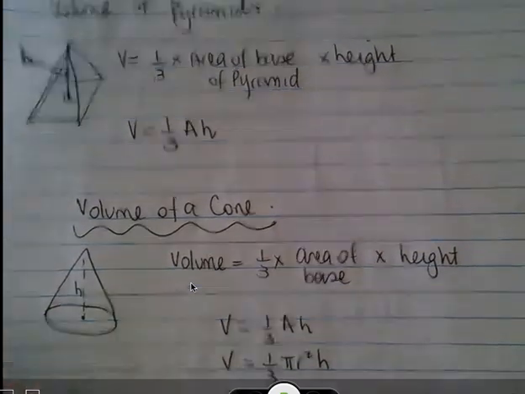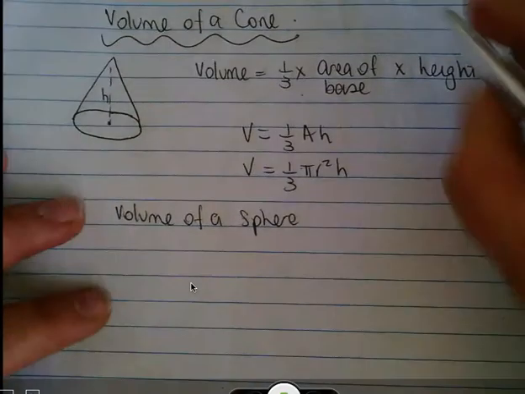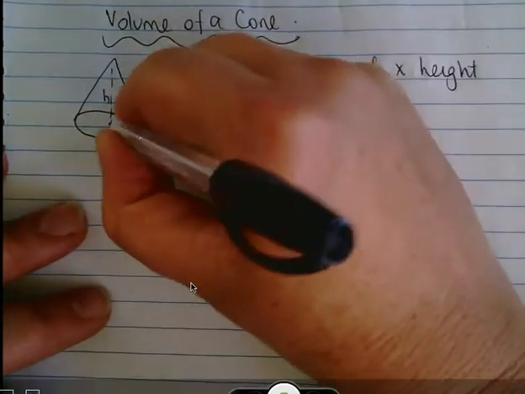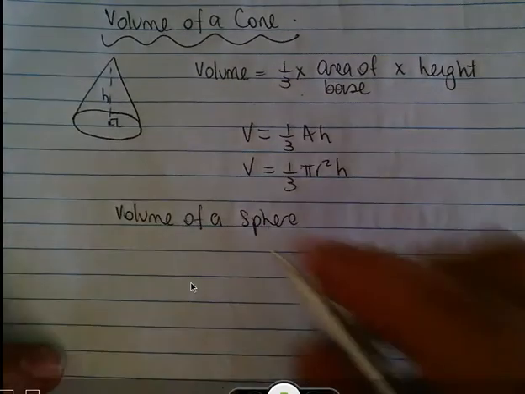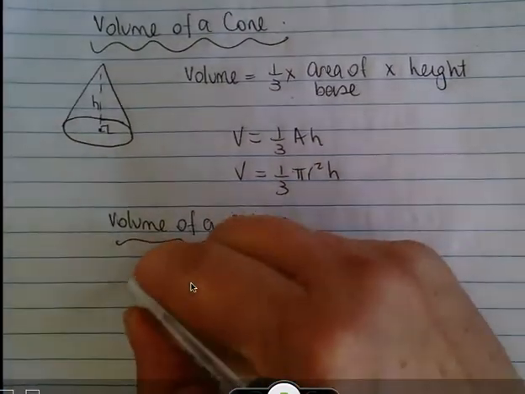And so that's our volume of a cone, 1/3 area of the base, this time it's a circular base, times the height. Of course, the height is the perpendicular height. Now, the last formula that we're looking at today is the volume of a sphere. I'll just give you this one.